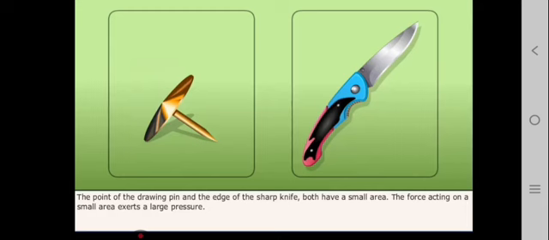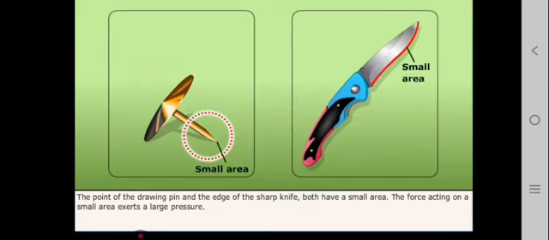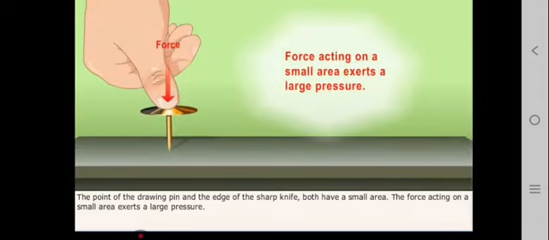The answers to the riddles lie in the fact that the point of the drawing pin and the edge of the sharp knife both have a small area. How does this help? Well, force acting in a small area exerts a large pressure.